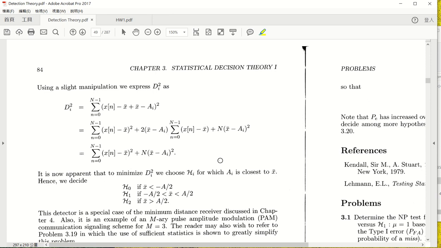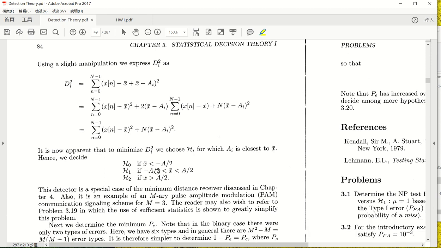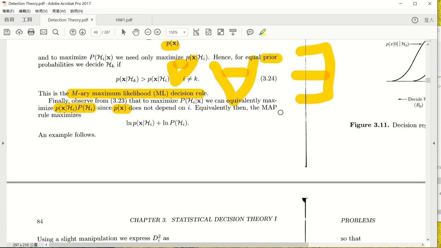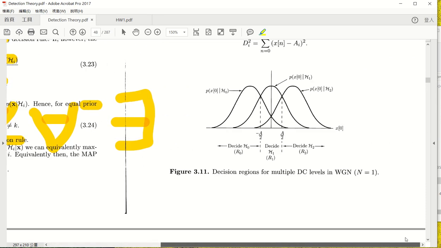Okay, it's the sample mean. It's just the summation of the samples, then take the average. That's the sample mean. If your sample mean is smaller than minus a over 2, H0. If it's between minus a over 2 and plus a over 2, then it's H1. If it's larger than a over 2, then it's H2. So now we come back to here.